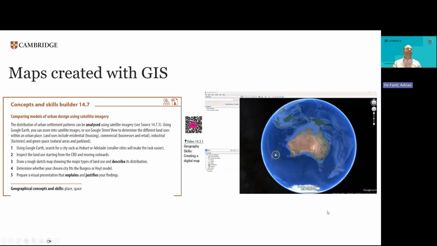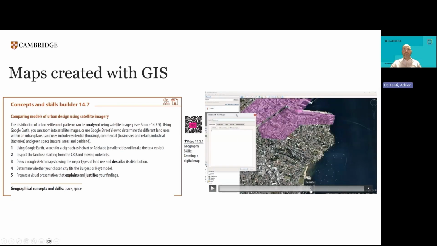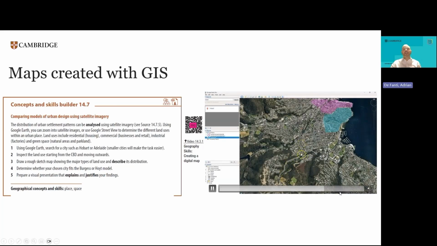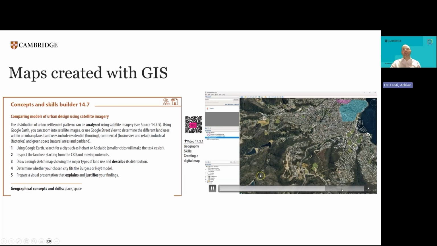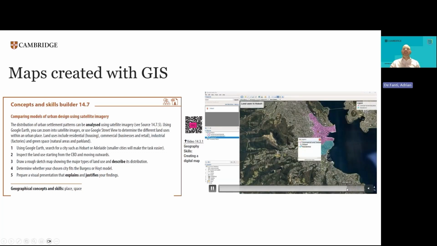Here's an additional example about using satellite imagery and creating a GIS map using Google Earth Pro. Here, for example, students learn how to trace polygons onto a satellite image to analyze land use and have a look at the distribution of land uses. This is a particularly good video because it also shows students how to add a title and a legend to their map, and an orientation and a scale.